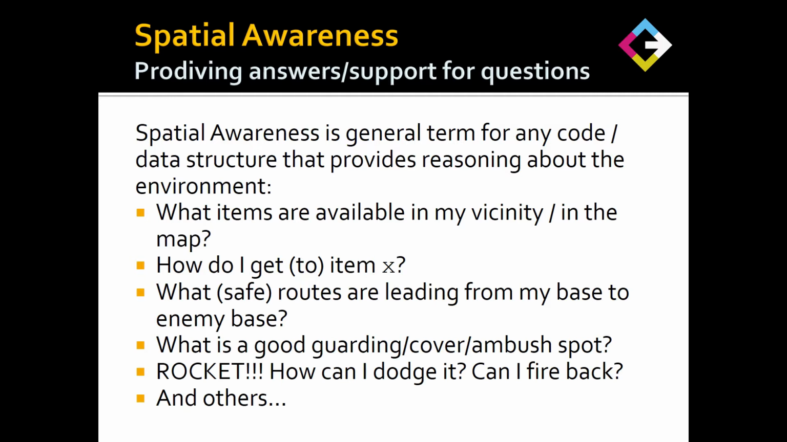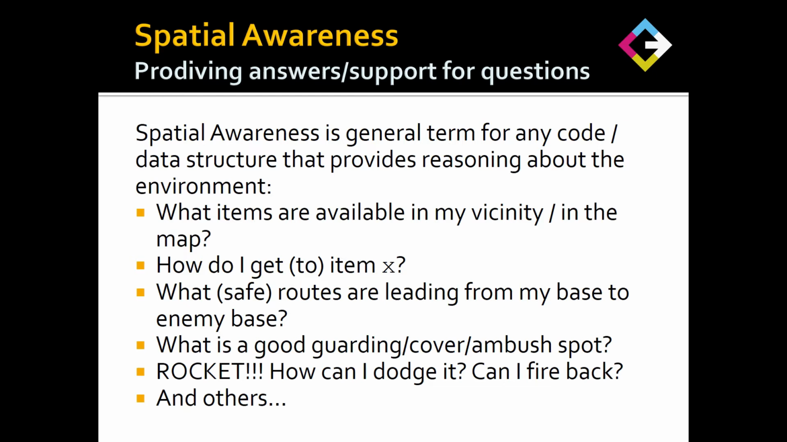So that was human reasoning, which is giving us a good notion of what spatial reasoning in IVAs will be. In a nutshell, any data structure or code that deals with reasoning about the environment can be labeled as something contributing to spatial awareness of IVAs. Every time you write code answering what items are around me, or how do I get to some concrete item, or what are the safe routes leading from my base to the enemy base, what is a good ambush spot, or how to dodge a rocket, you will be writing spatial awareness code.